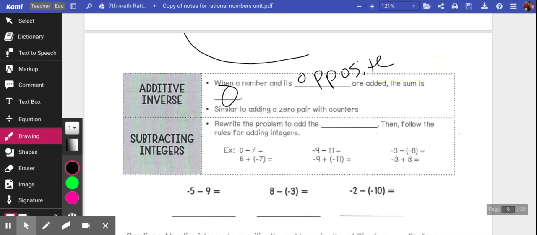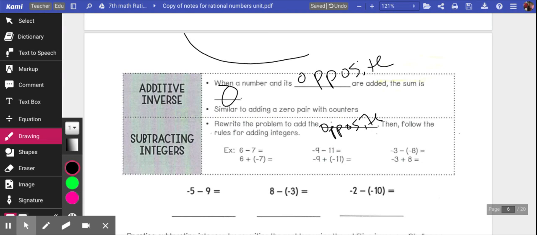Okay, we are back on handout 3 on the back side where we stopped after adding integers. And we're going to start with where it says subtracting integers. So it says rewrite the problem to add the opposite. So we're going to write opposite here. And then you follow the rules for adding.